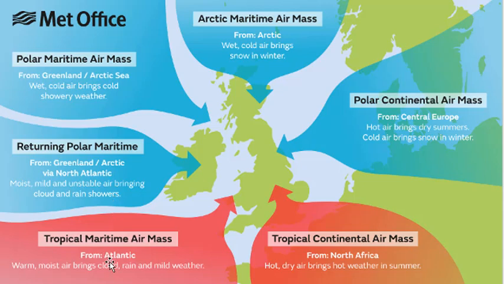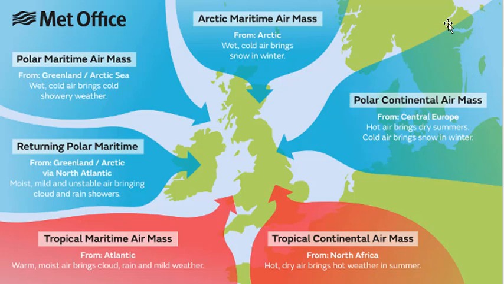We also have another example, the tropical maritime air mass. It is coming from the Atlantic. So it's tropical, therefore it's warm, but it's maritime, that's why it's moist air, which brings cloud, rain, and mild weather. Then you have here the tropical continental air mass coming from North America. Since it's a continental air mass, it brings with it dry air. Since it's coming from tropical, the temperature is high. So we have hot, dry air, which brings hot weather conditions in summer.